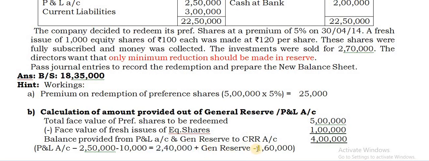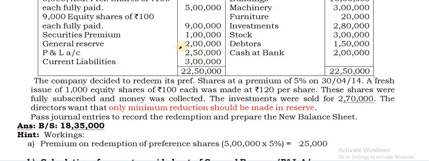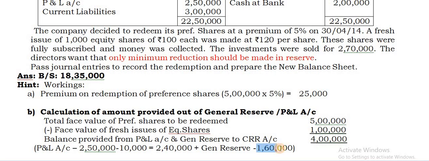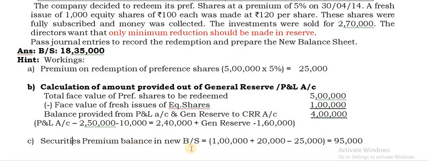Along with this, the remaining amount will be taken from the general reserve. See, general reserve there is 2 lakhs. Now out of 2 lakhs, you can utilize how much? 1,60,000, so that it becomes 4 lakhs now. 2,40,000 plus 1,60,000 gives you 4 lakhs. That's clear, right? Then the securities premium, how much will be taken in the new balance sheet?